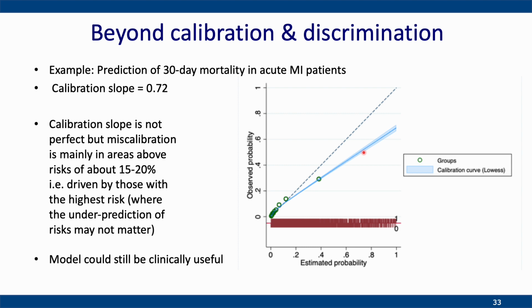And therefore, it's driven by those with the highest risk. So if your clinical decisions are actually down here, so based on thresholds around 5% or 10%, there may still be some clinical utility, and the miscalibration over here doesn't matter because you're still identifying people at high risk. So again, a reminder that a calibration slope of 0.72 or a particular C-statistic, what does it mean? It has to always be in context.